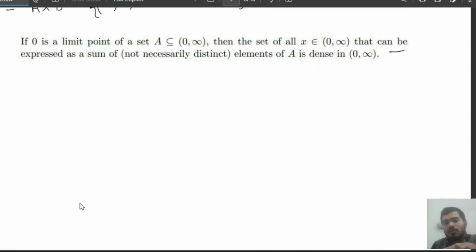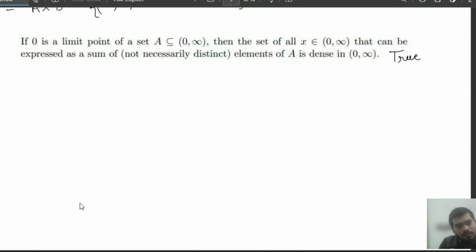First of all, it is true, let me tell you. And the reason for this to be true is because 0 is a limit point of A. So A has elements as small as you wish, right? So when you get elements that can be as small as we wish, then we can utilize them to approximate any number possible. And you will see how I will do this problem.